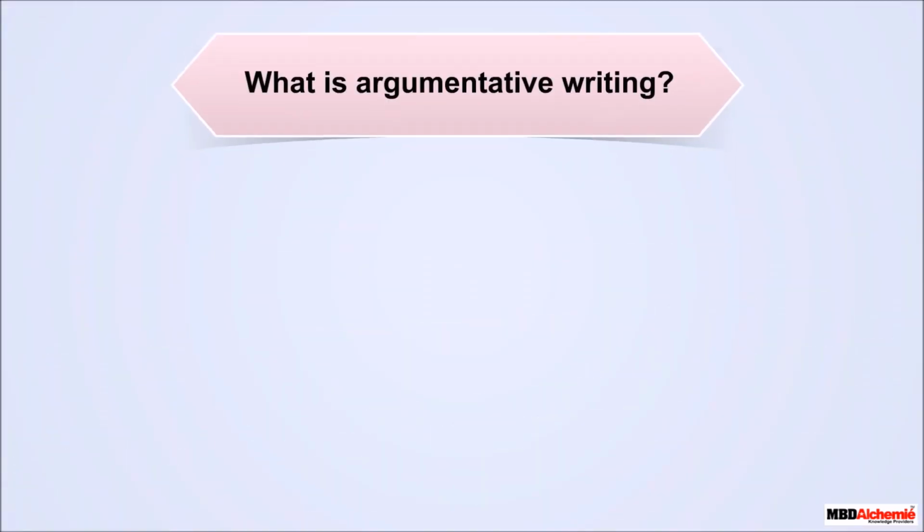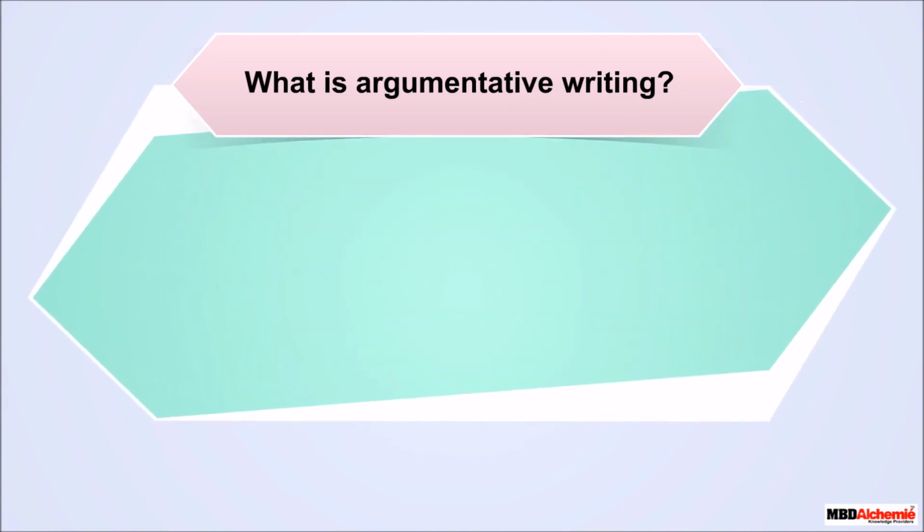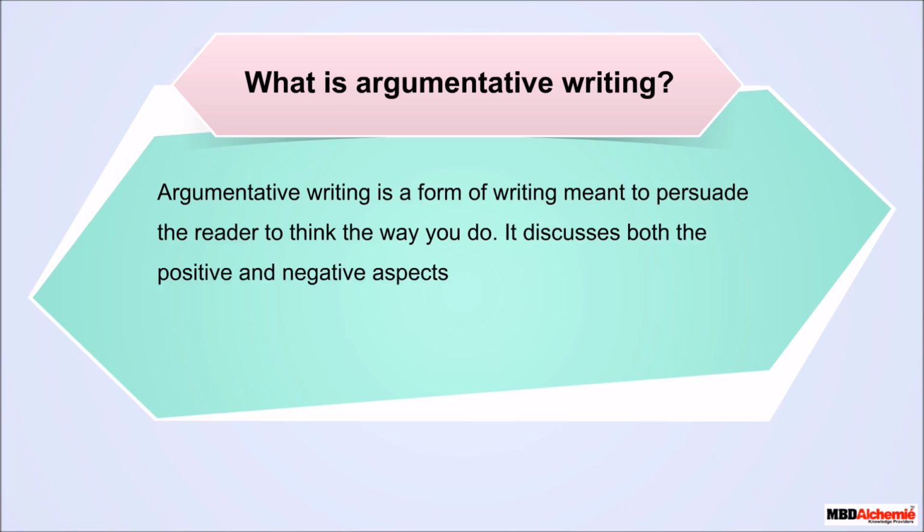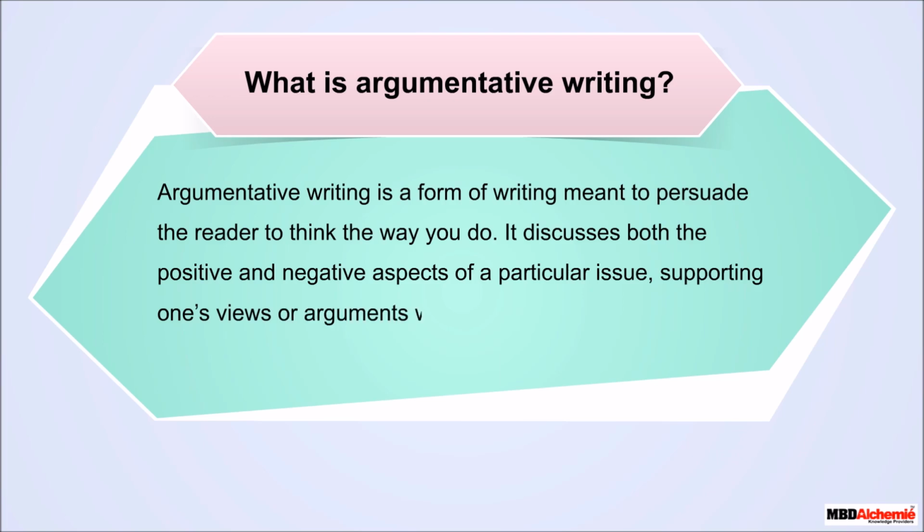So, what is argumentative writing? How do we define the term? Argumentative writing is a form of writing meant to persuade the reader to think the way you do. It discusses both the positive and negative aspects of a particular issue, supporting one's views or arguments with reasons, facts, and examples.